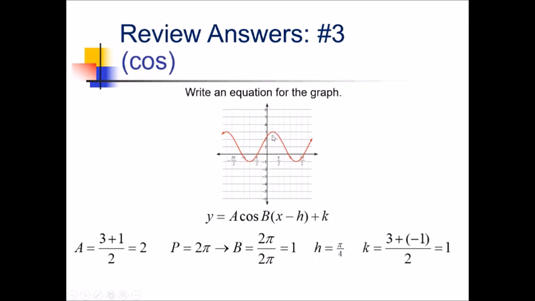So positive pi over 4, and then plugging that in, we have y equals 2 times cosine of 1 times x minus pi over 4, plus 1. The k value hasn't changed.